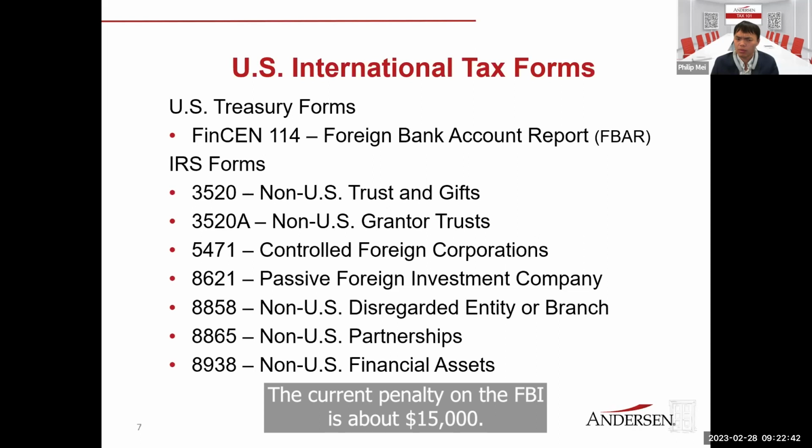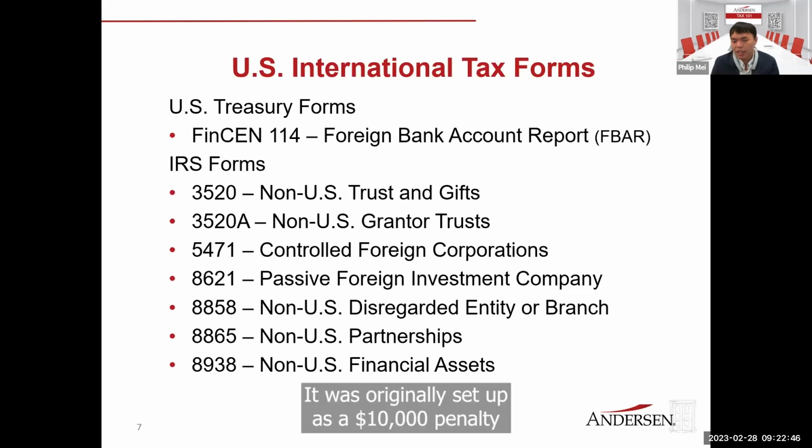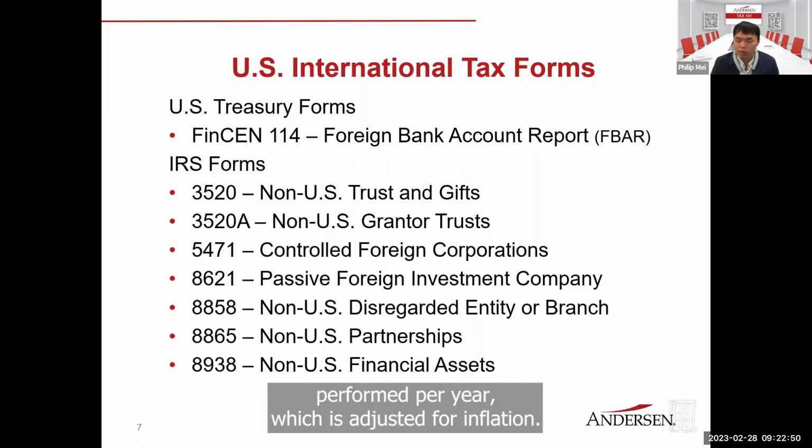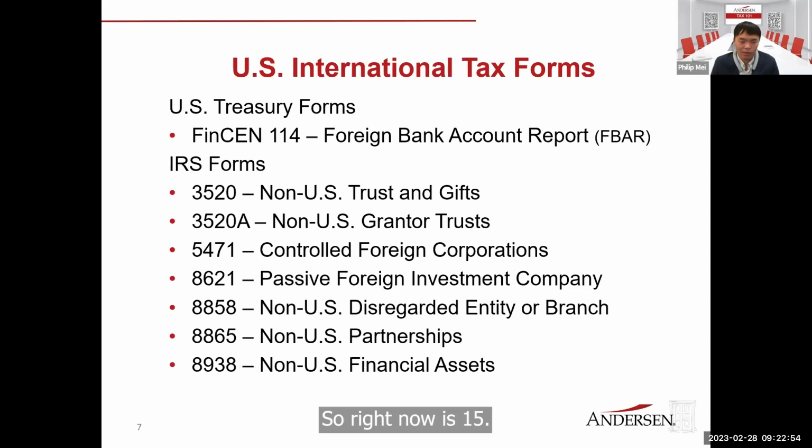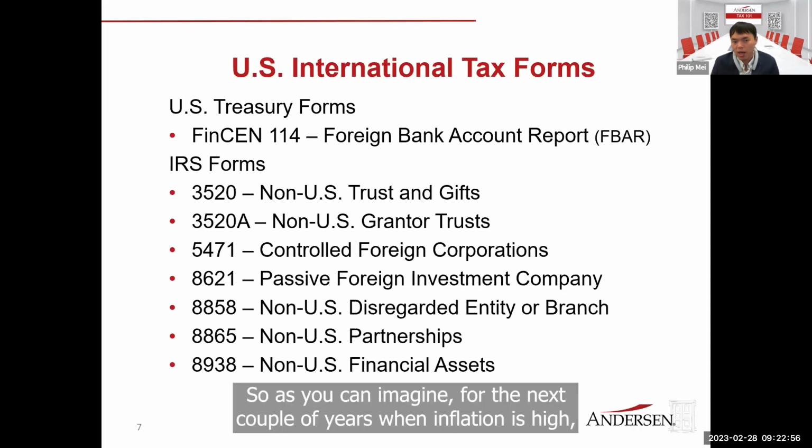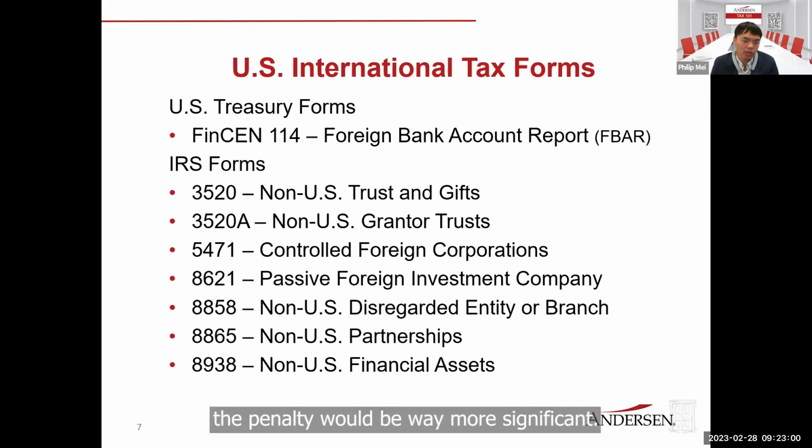The current penalty on the FBAR is about $15,000. It was originally set up as a $10,000 penalty per form per year, which is adjusted for inflation. So right now it's 15. As you can imagine, for the next couple of years when inflation is high, the penalty would be way more significant.